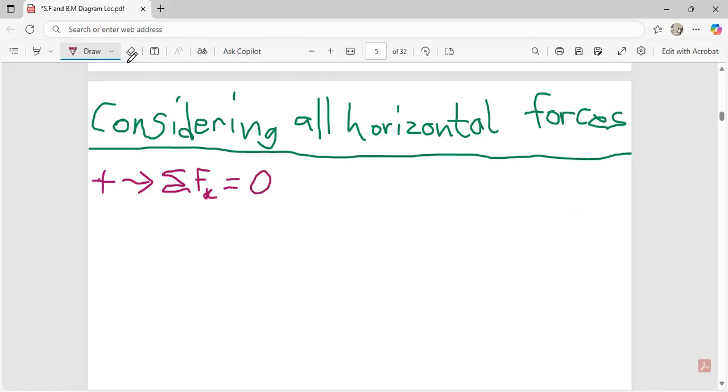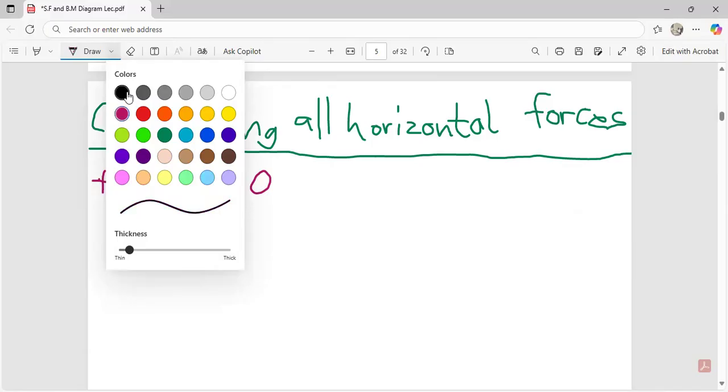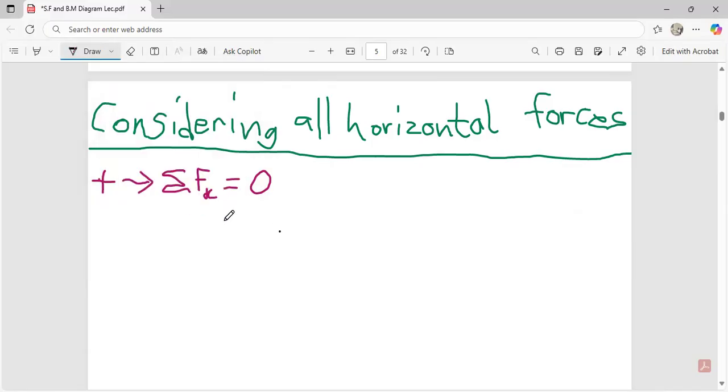As simple as that. Therefore, your HA is equal to 0. Therefore, our HA is equal to 0 kilonewton.